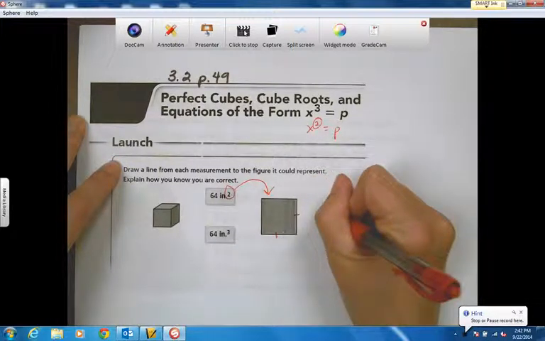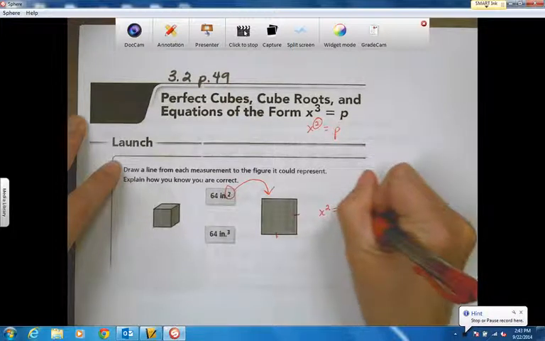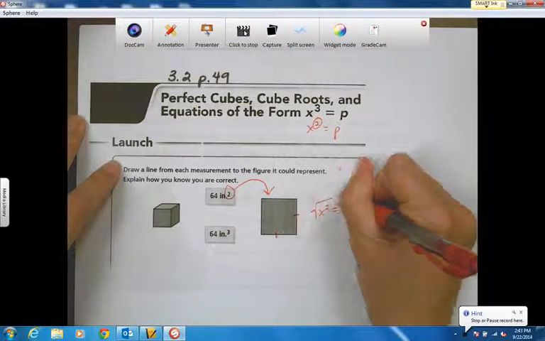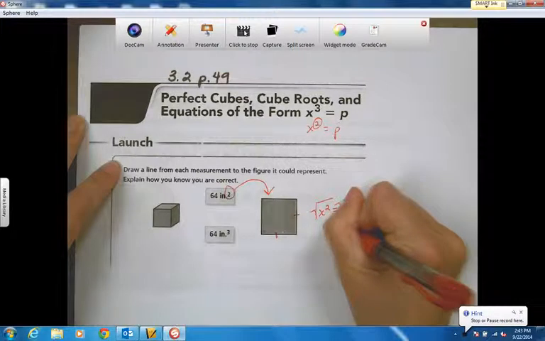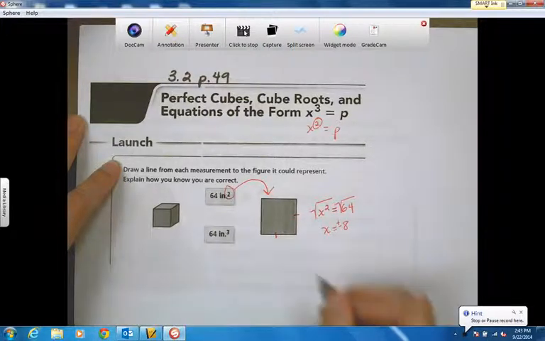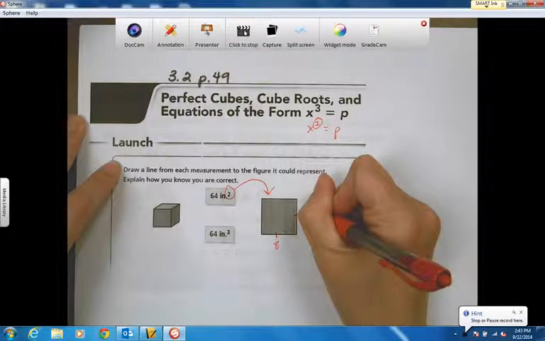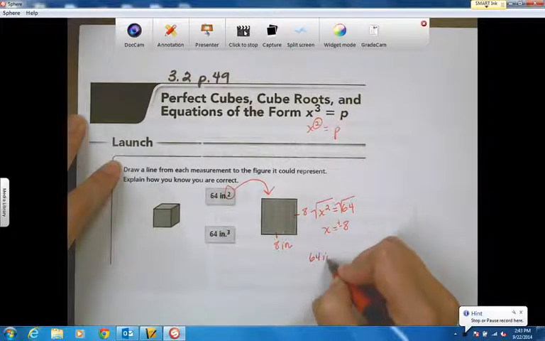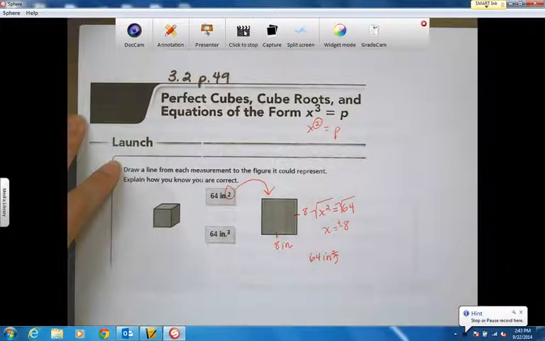squared equals 64. And the way we talked about this in lesson 3.1 is you would square root both sides, and that would give you x equals 8. And normally we say x equals positive and negative 8. Well, in this case, it only is positive 8 because you can't have a negative length of a side. And so that means this would be 8 inches, and that's why it's 64 inches squared. That's where the 2 is coming from, okay, because it's two-sided, and that's why we call it a square.